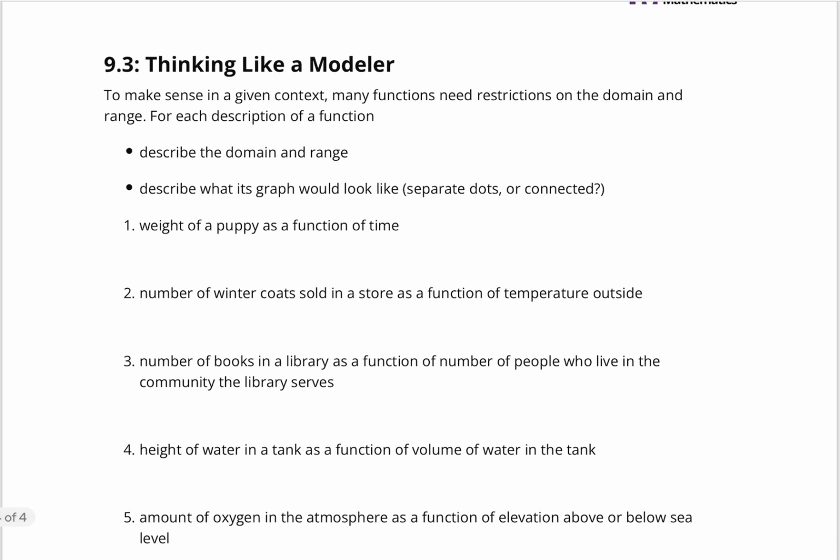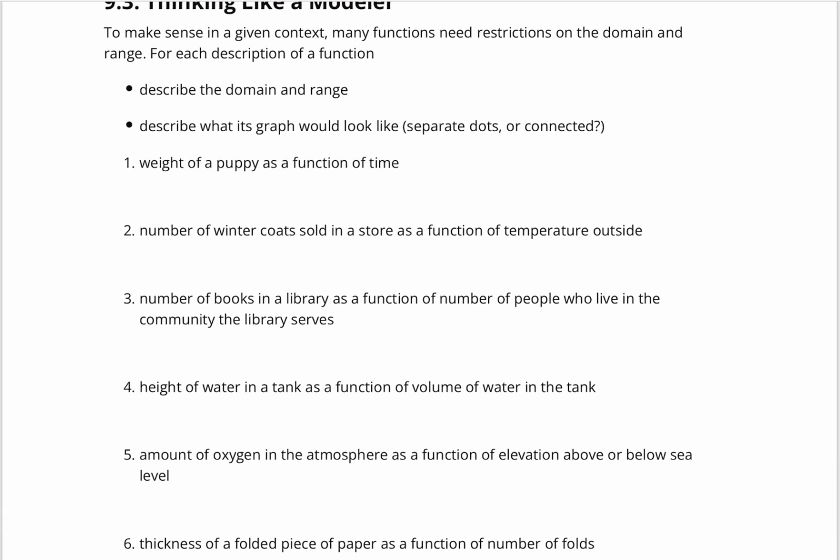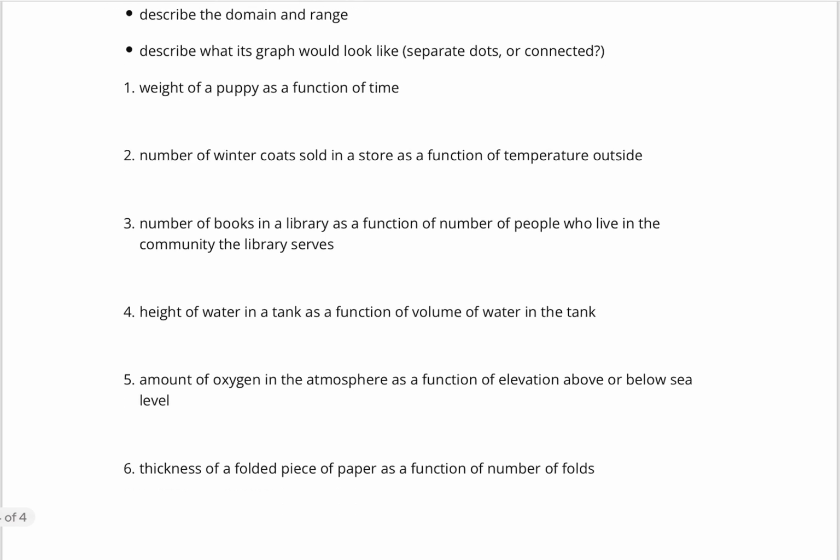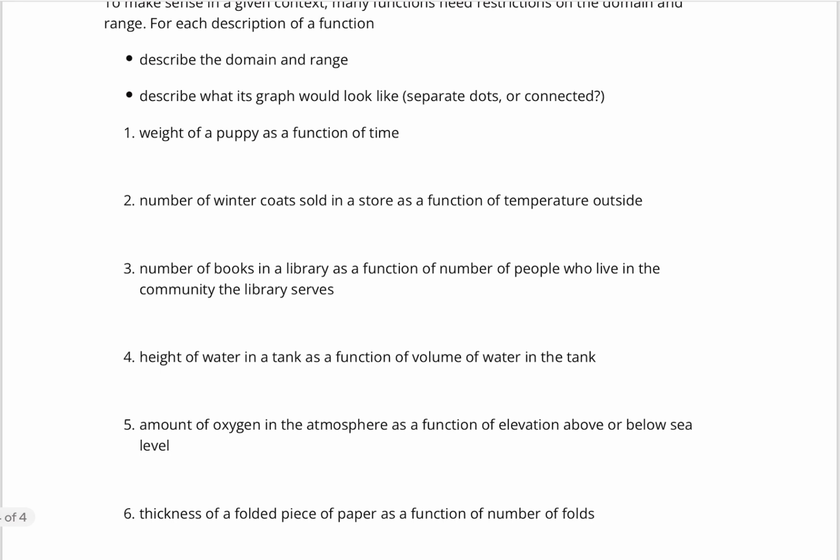Moving on, we have one last activity here. We just described the domain and range and what the graph would look like, basically if it's continuous or discrete. Would it be a continuous line, or would it be discrete, as in just points? Weight of a puppy is a function of time. Weight of a puppy is the dependent variable. Time is the independent variable. Time is continuous, so it would be connected.